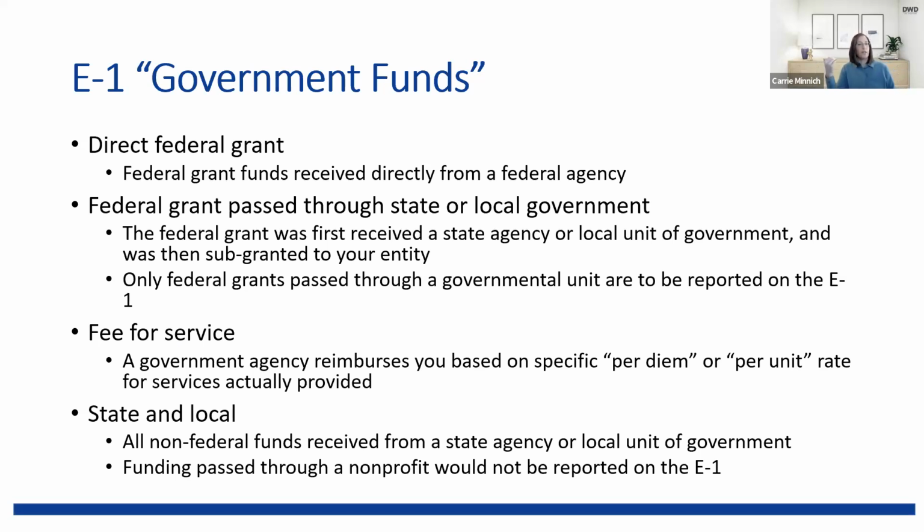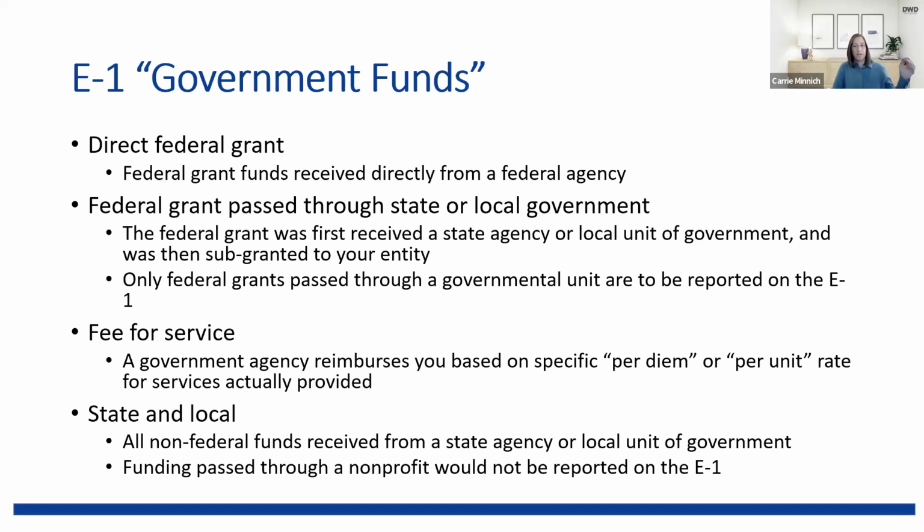So this is when you get a grant directly from the federal government. There's a federal agency and they're paying your organization directly. That's a direct federal grant. We also have what's called federal grant pass-through state or local government.